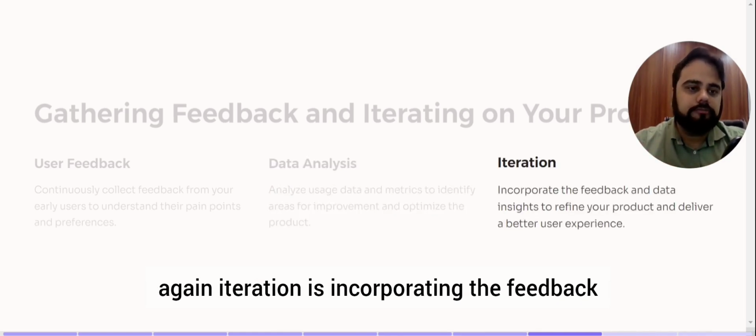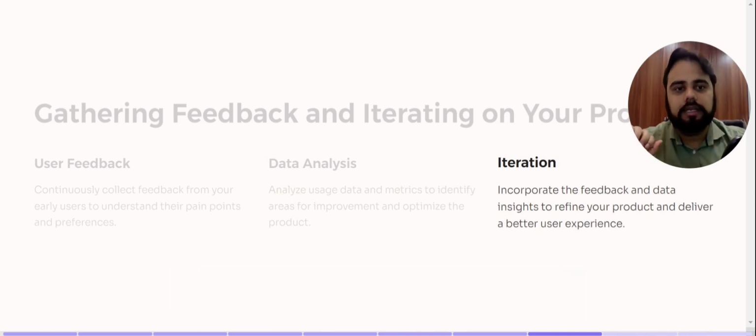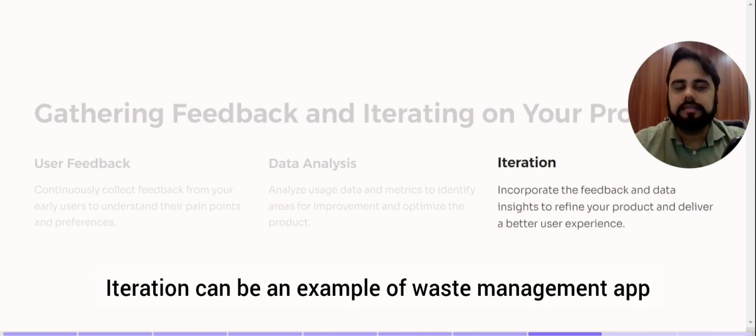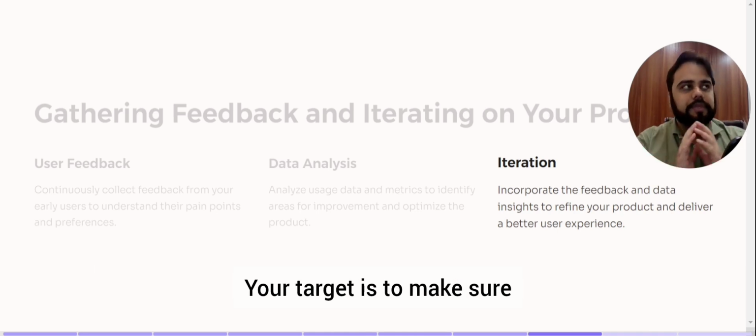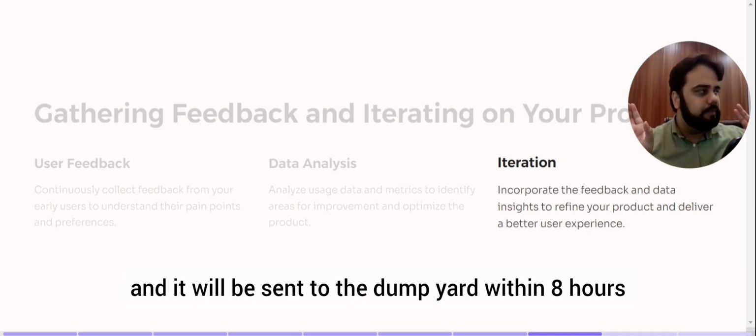Iteration is incorporating the feedback and data insights to refine your product and deliver better user experience. है ना. तो iteration का एक example ये हो सकता है, जैसे मैं waste management app की बात कर रहा था. तो आपका target है कि आपको make sure करना है कि जो भी कूड़ा करकट है you will collect from the home and it will be sent to the dump yard within 8 hours.